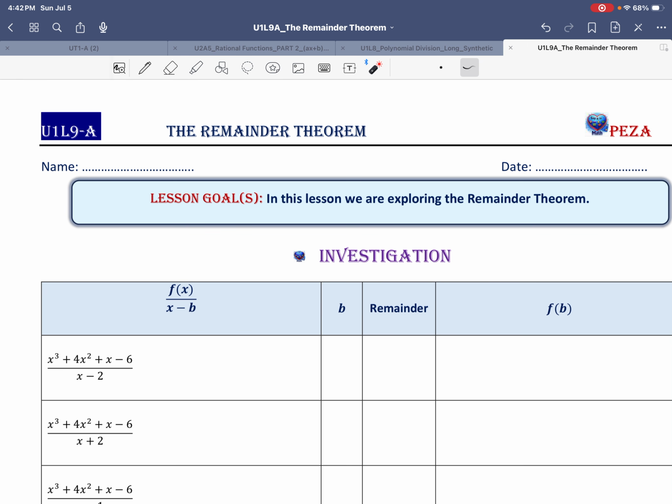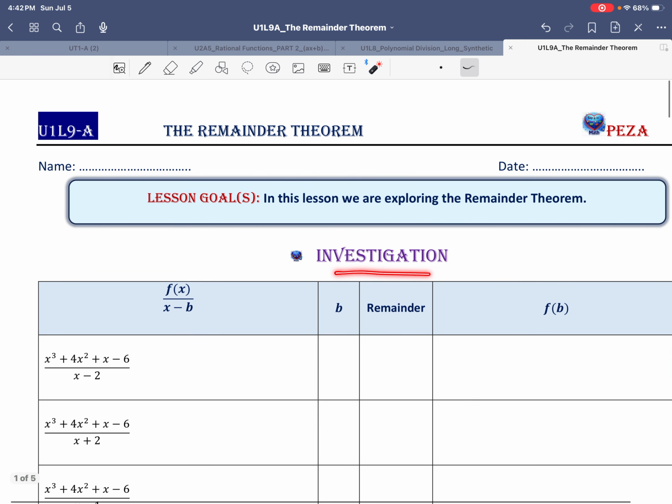Rather than just jumping straight into the theorem itself, we are going to begin with a short investigation. This investigation is important because it will help us discover not only what the remainder theorem is about, but also why it works. More importantly, it will help us develop the mathematical thinking behind the theorem. And when we understand the reasoning instead of simply memorizing a rule, you'll be much better prepared to solve unfamiliar problems with confidence. Let's take a look at the investigation.